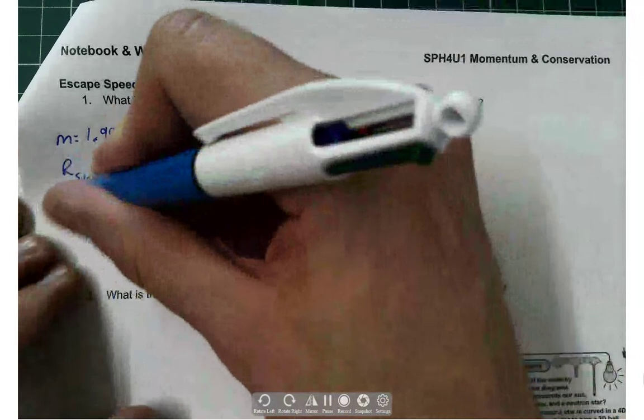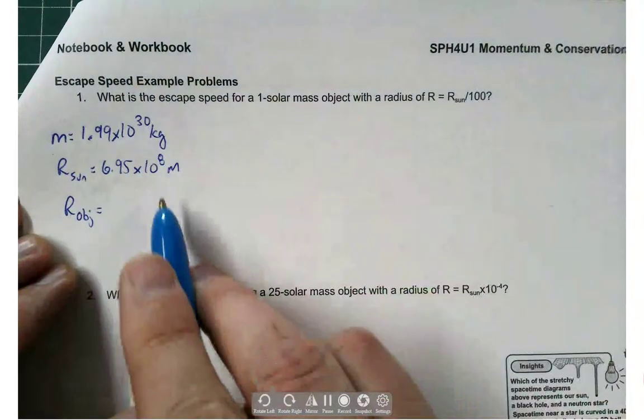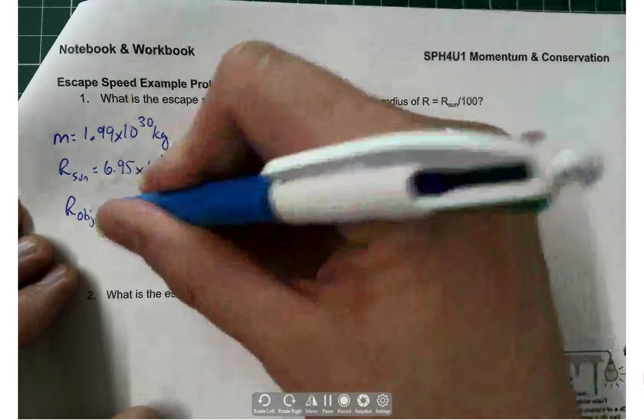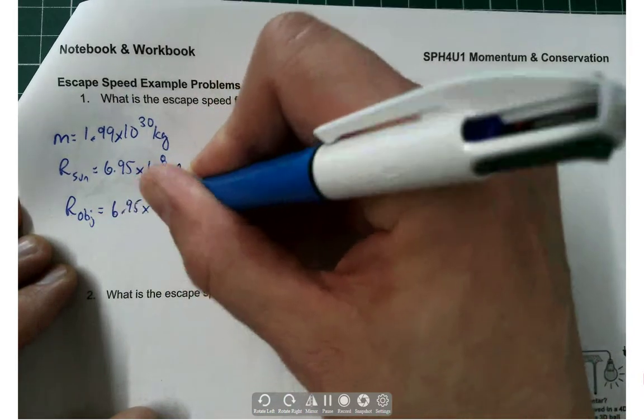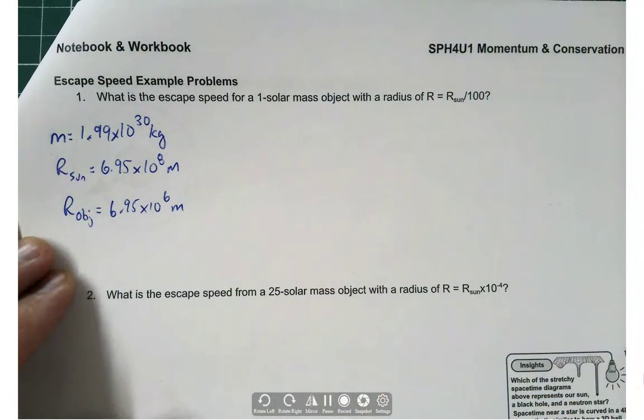So if you know how to deal with scientific notation, that means that the radius of our object, 100th of that, is going to be 6.95 times 10 to the power of 6 meters. See what we did there with the exponents on the 10 to the power of? That's 100th of, right?